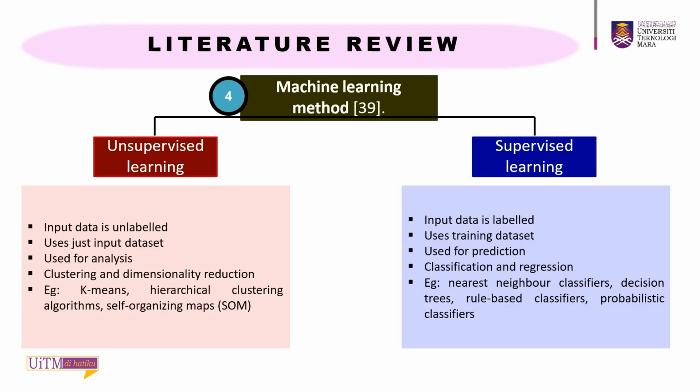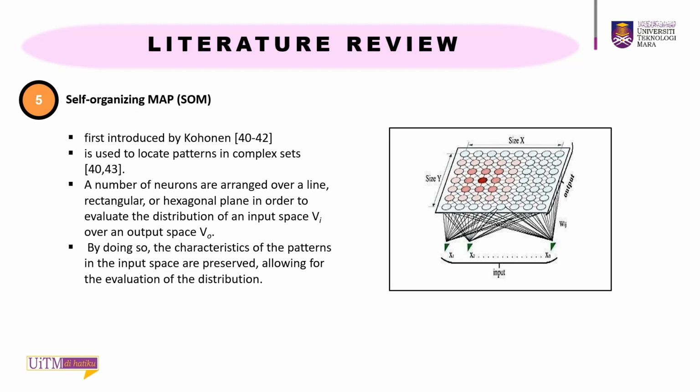Next is machine learning. Machine learning can basically be divided into two, unsupervised learning and supervised learning. For the self-organizing map, it was first introduced by Kohonen, and the use of SOM is to locate patterns in a complex set. A number of neurons are arranged over a line, rectangular, or hexagonal plane in order to evaluate the distribution of an input space over output space. By doing so, the characteristics of this pattern in the input space are preserved, allowing for the evaluation of the distribution.